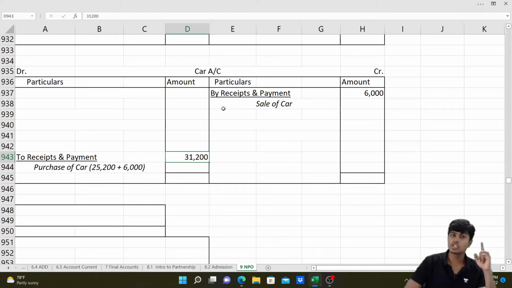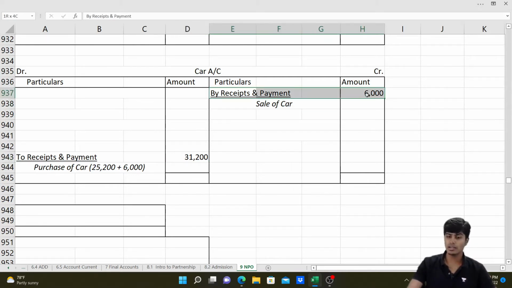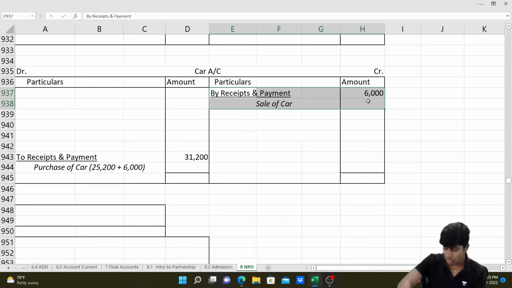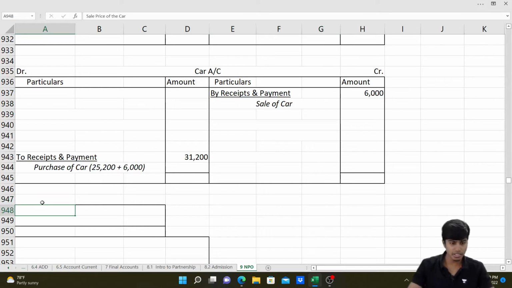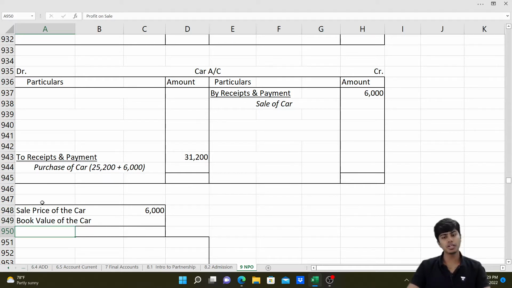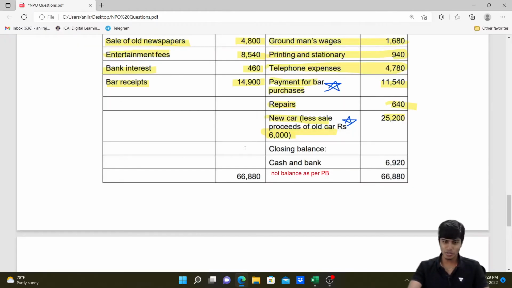And what we need to be very cautious and aware of here is we have sold a car. When we sell a car, there might be profit or loss arising on the sale of this car, which has to be accounted for. So I would write here sale price of car is 6,000. We don't know the cost price of the car. We'll compare the book value of the car with sale price to identify the profit or loss and adjust it. Right now we don't have information about it. So let's only write that in two places. 31,200 payment, 6,000 receipt. 6,000 sale of car, 31,200 purchase of car. Got it? What do we have after that?